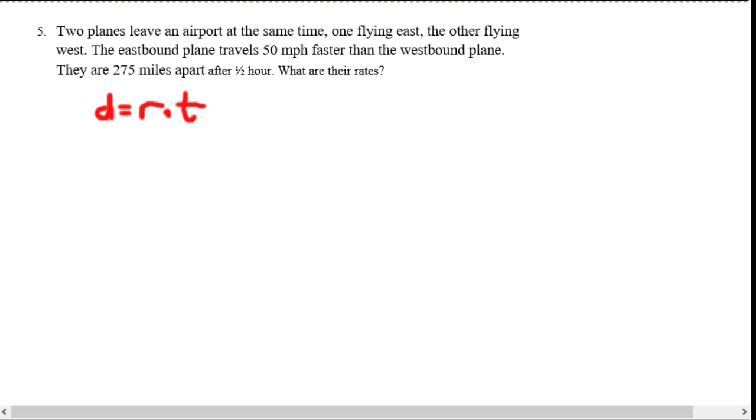Here I'm looking at number 5 on section 2.7. So this is the distance equals rate times time problem that we didn't get to at the end of class. So let's read it here together real quick.